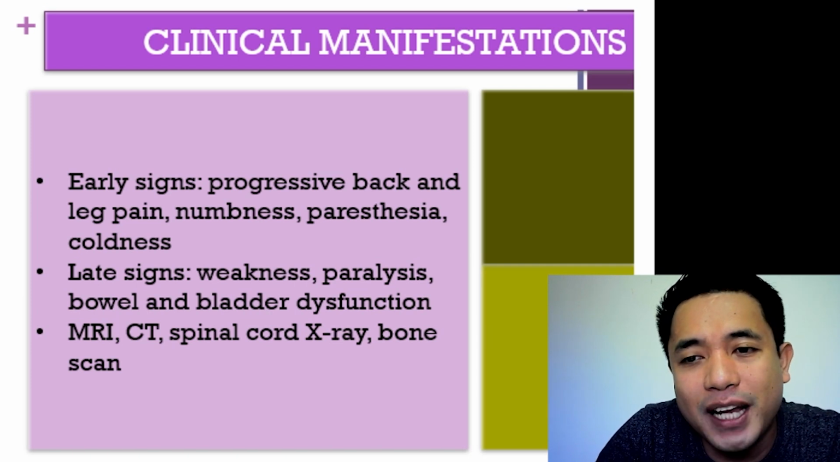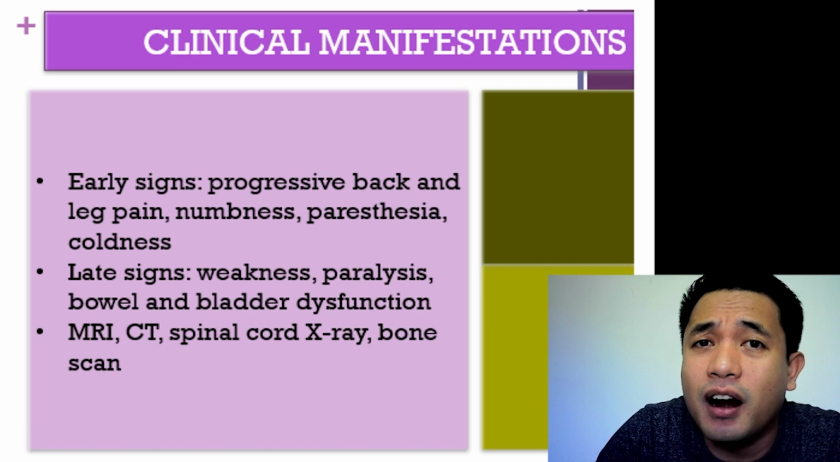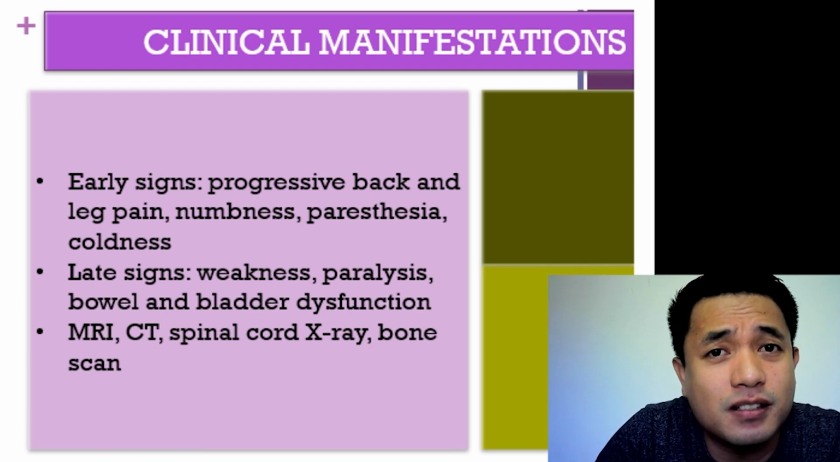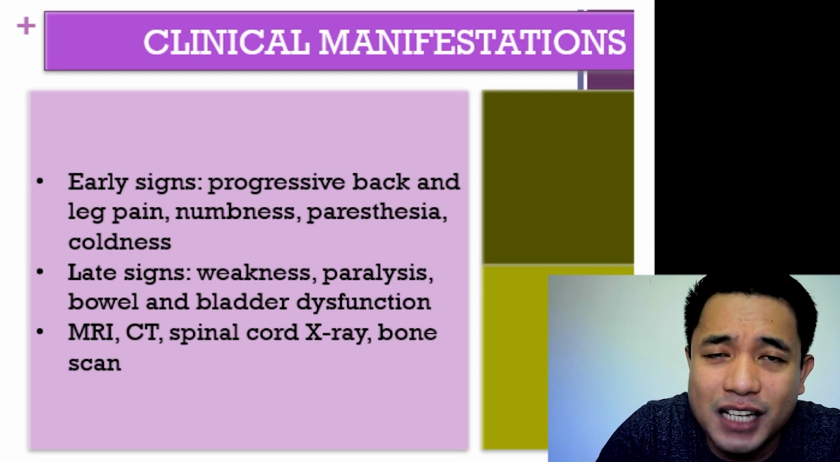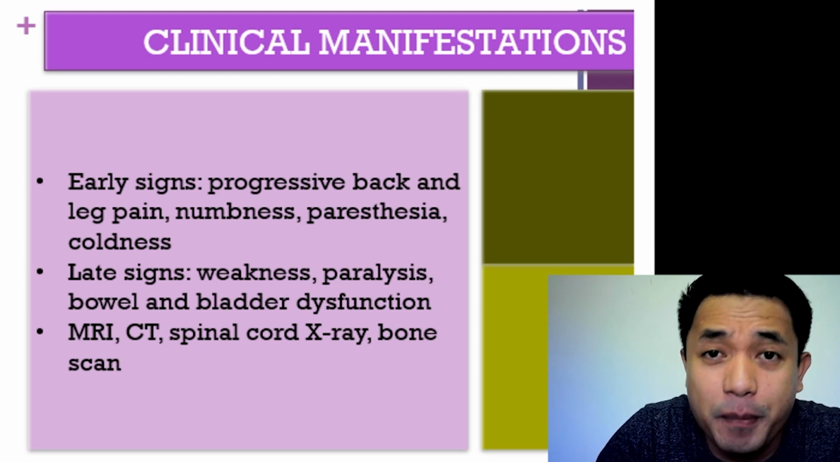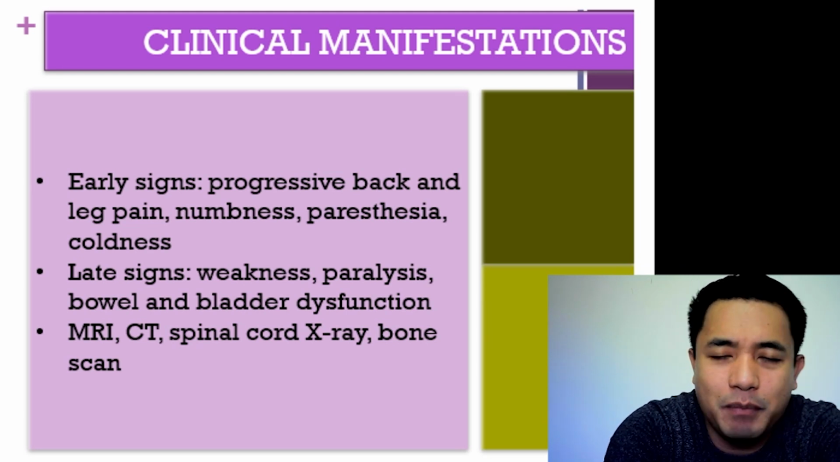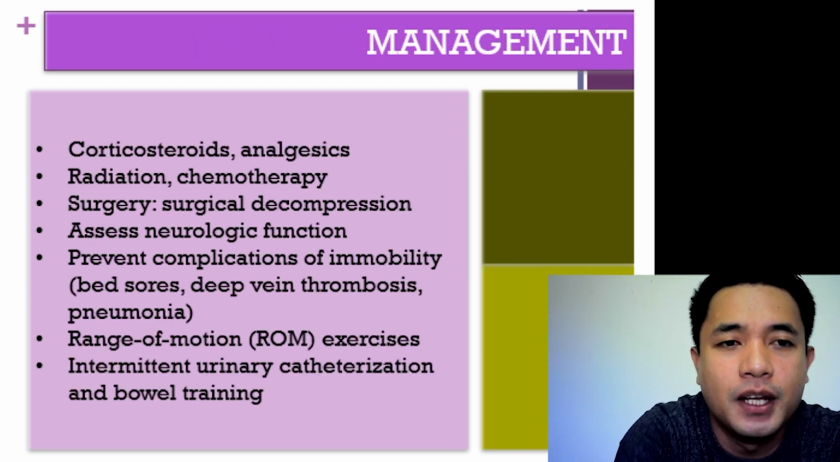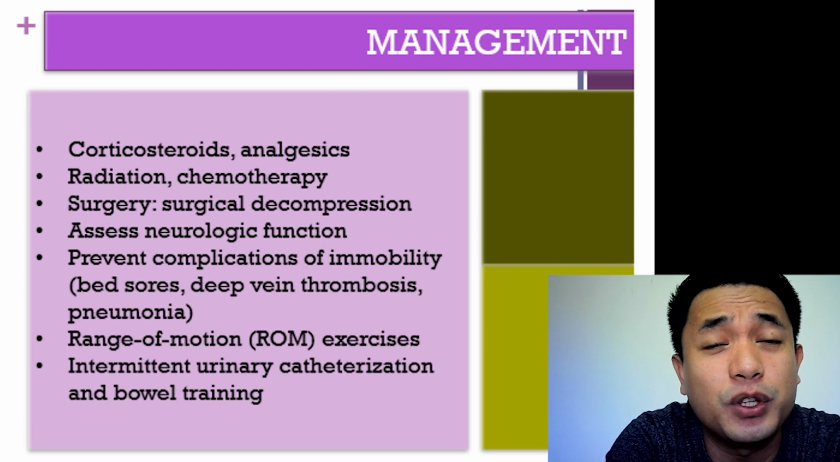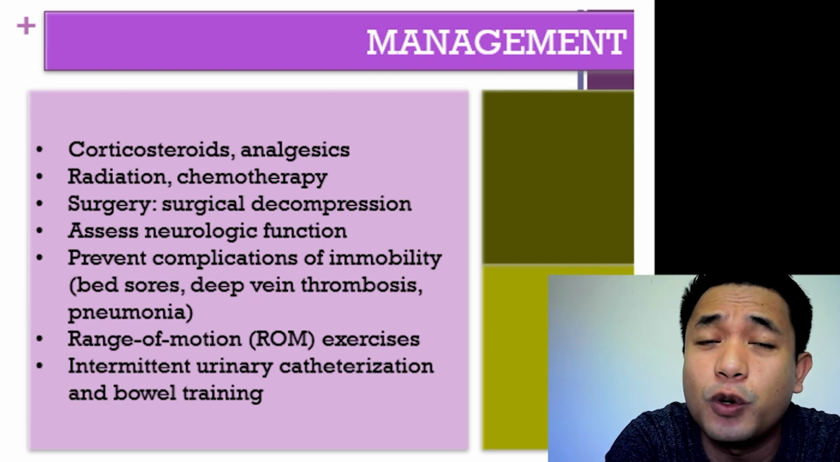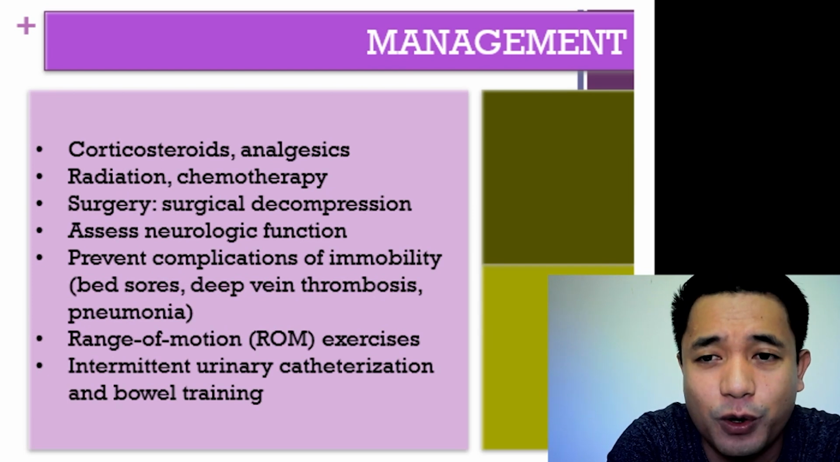MRI, CT, spinal cord X-ray, and bone scan are helpful in determining the presence of metastasis, or whether or not the tumor has formed in that site as a primary site, or in order to determine the extent of the disease. Now, the management of spinal cord compression will be in line with corticosteroids. Corticosteroids in order to relieve swelling of the spinal cord.